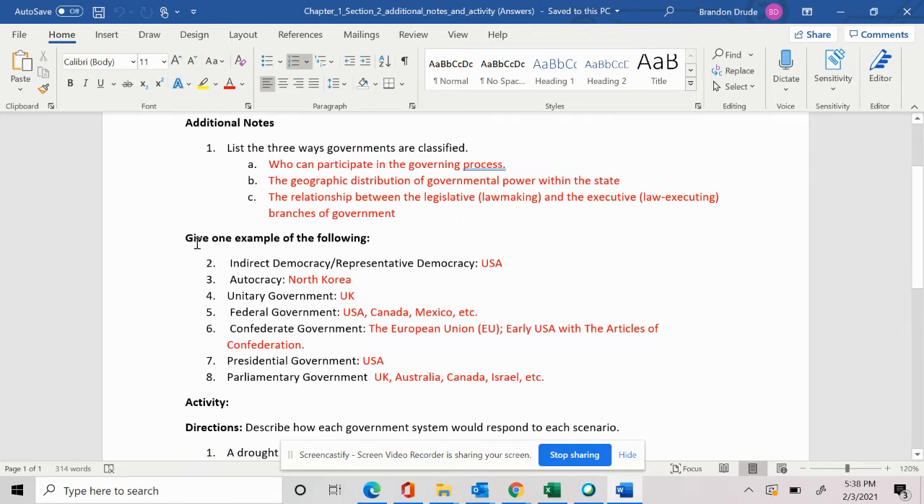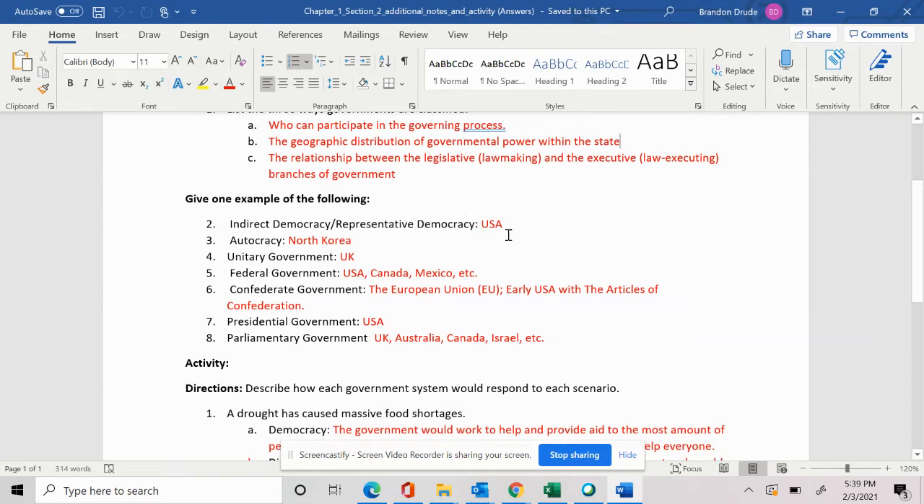The next section is just a bunch of examples of all these terms that we covered in our outline. The first one is an indirect democracy or a representative democracy. The perfect example of that would be the US. The United States is a representative democracy, and we elect our leaders. We make sure that they are following the will of the people. That's why it's a democracy. The US is one of the best examples for that. If you have a different example, that's fine, but the USA is probably one of the best you can get.